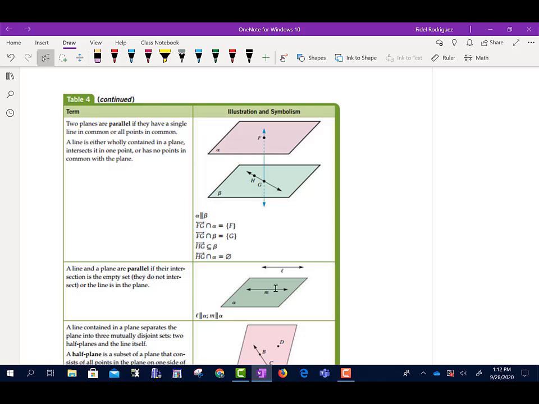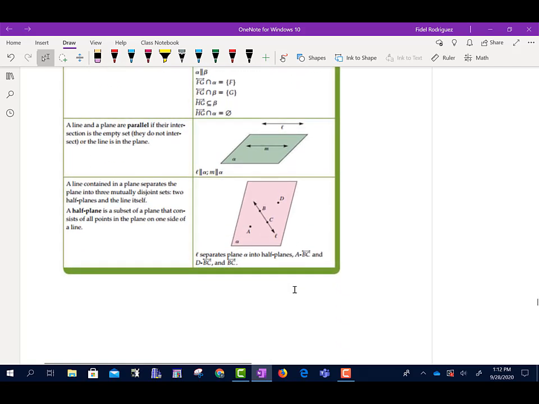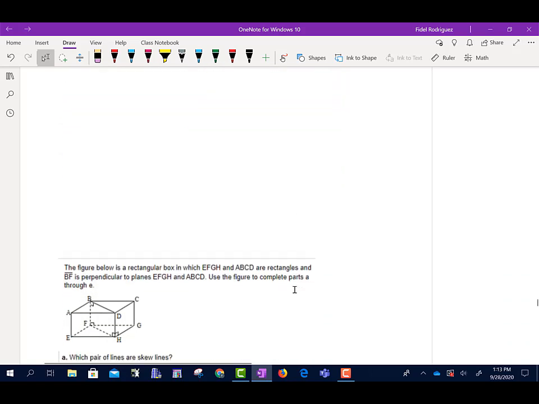It says two planes are parallel if they have a single line in common or all points in common. Okay. Let's see. A line and a plane are parallel if their intersection is the empty set. That means that they do not intersect. Okay. And a line contained in a plane separates a plane into three mutually disjoint sets, two planes and the line itself. And a half plane is a subset of the plane that contains all the points in the plane on one side of the line.